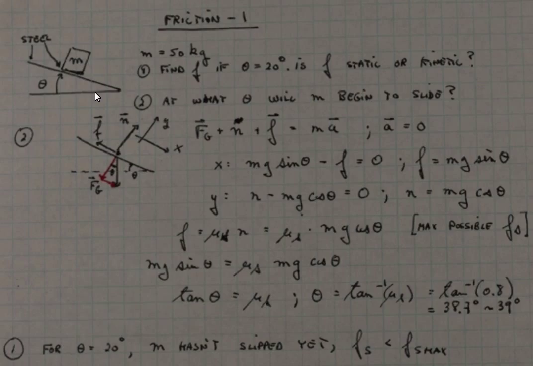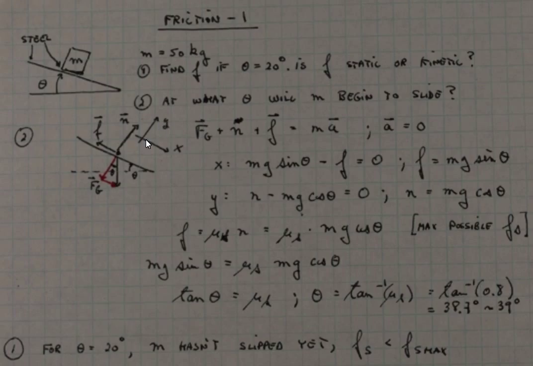And so you know from your experience in life that if you did this experiment and you set theta to 0, as you increased the angle of the incline, at first the box wouldn't slide, but there would come an angle at which it would. So I'm going to do number 2 first. And so here's the free body diagram.